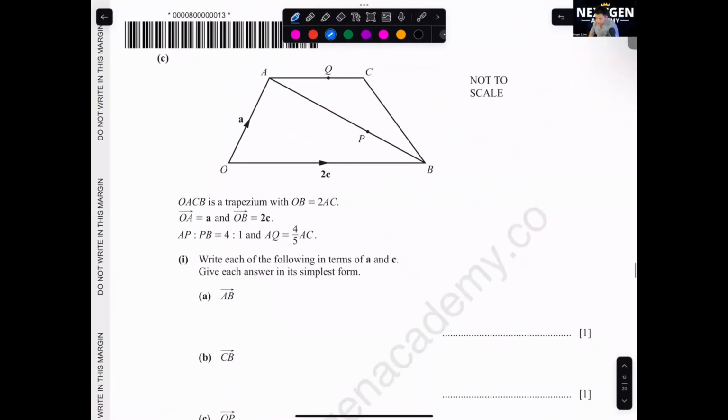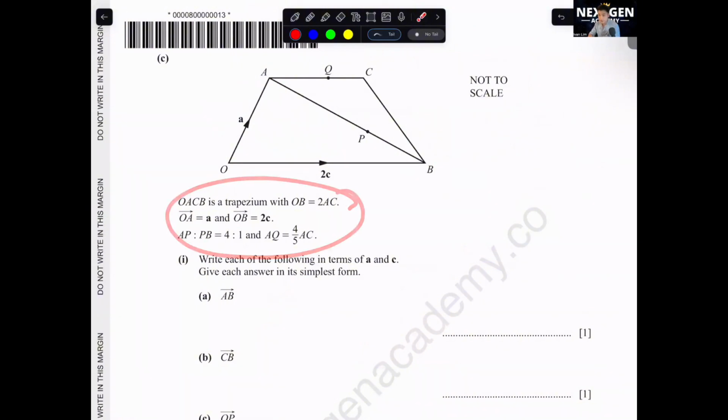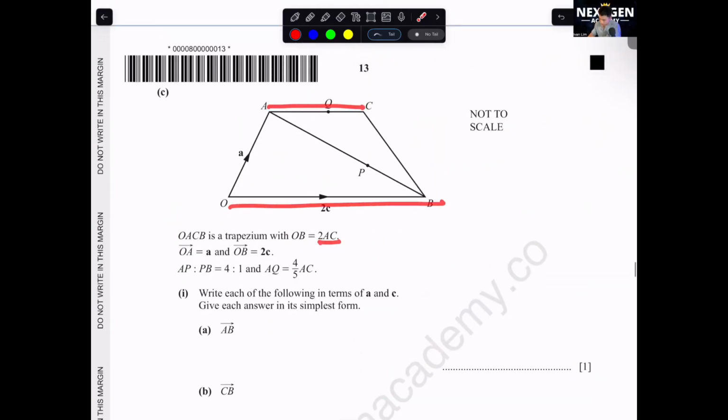Question C. Okay, this one, you have to read this part here. It's not to scale. So don't use your eyeball to try to estimate it. We have to use the facts that are given to us. OACB is a trapezium. OB equals 2AC. Where's OB? OB equals 2AC. So that means this part here will be equal to C, because it's half of it.